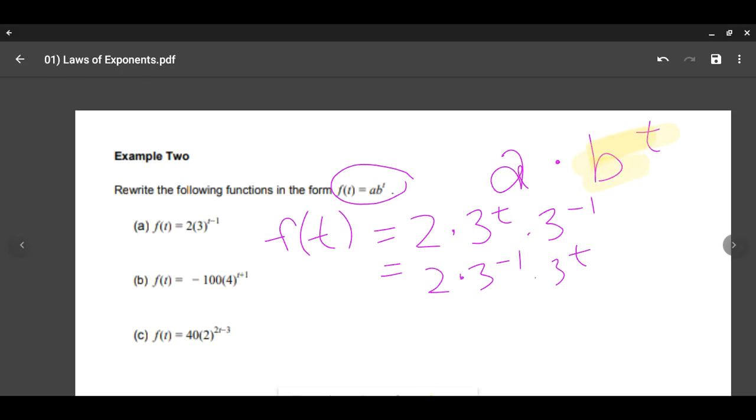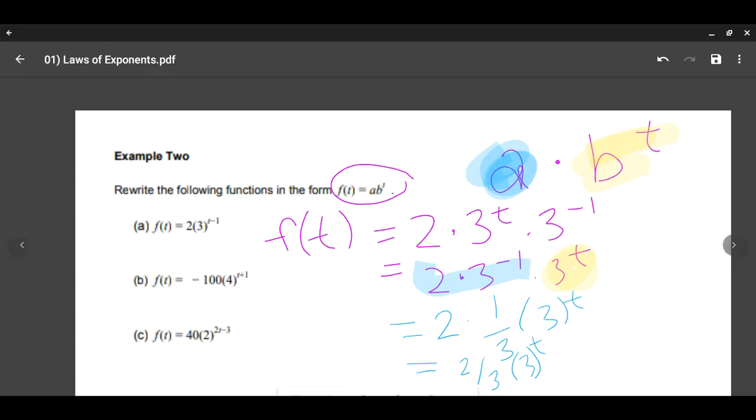my b to the t part, that's satisfied by this. But they wanted the front part of it to look like an a. So I need to multiply these together. So this is going to be 2 times 3 to the negative 1. Well, 3 to the negative 1 is 1/3. So here, 2 times 1/3 is 2/3. So my final answer here is 2/3 times 3 to the t. So this is f of t equals 2/3 times 3 to the t.